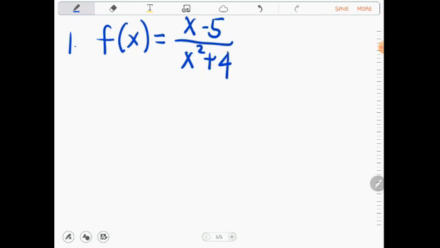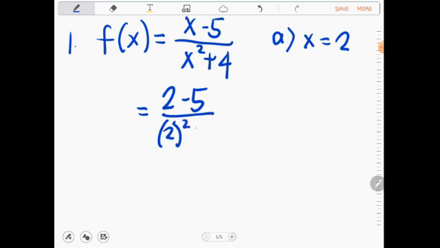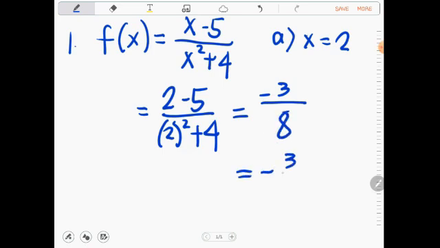plus 4. Okay? So dito yung f of x, pinapalitan natin siya ng iba-ibang value of x. Say, sa ating letter A, yung gagamitin natin, yung x natin ay equals to 2. Okay? So this should be equals to 2 minus 5 all over 2 squared plus 4. And that is equals to negative 3 over 4 squared is 4 plus 4 is 8. That is equals to negative 3 over 8.